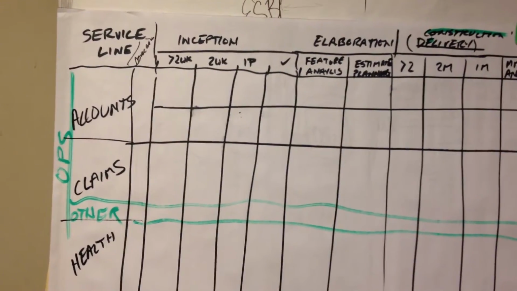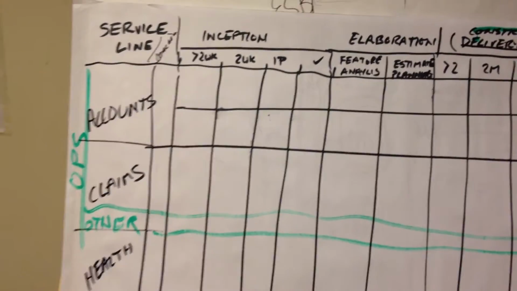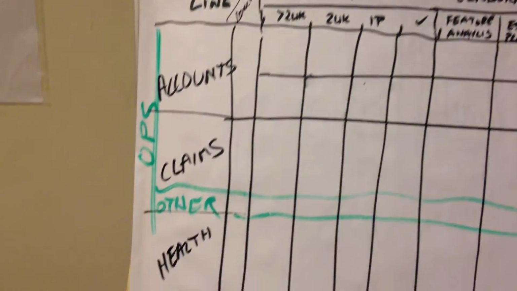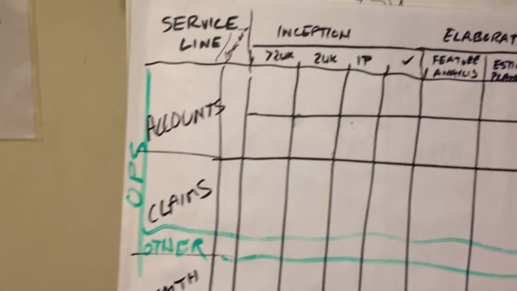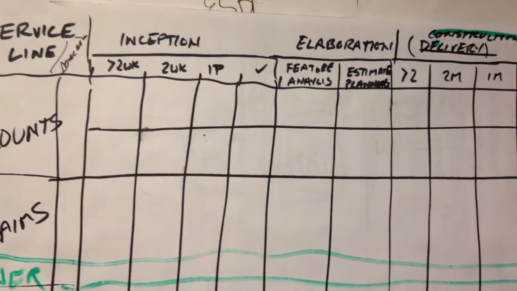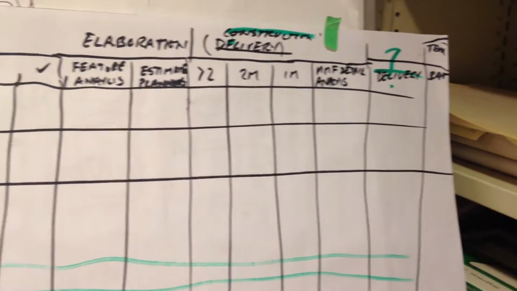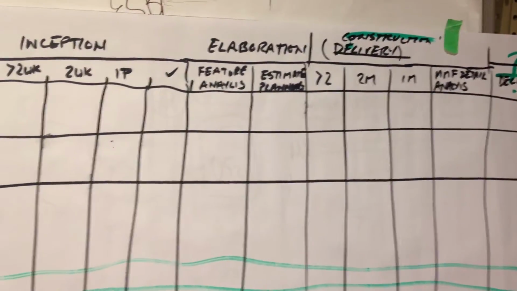This is a high-level walkthrough of the redesign for the Enterprise Kanban board. As we move to service lines, we're going to have a list of all the service lines down the left-hand side. Our states will be exactly the same as before. We'll have inception, elaboration, delivery, and transition, similar to the things that we've been talking about.